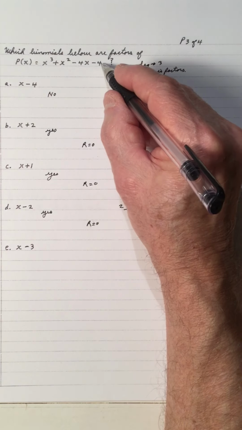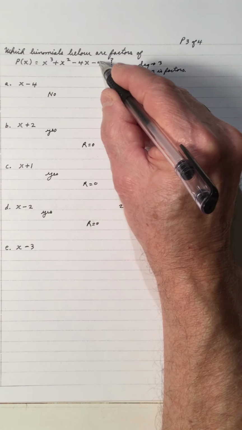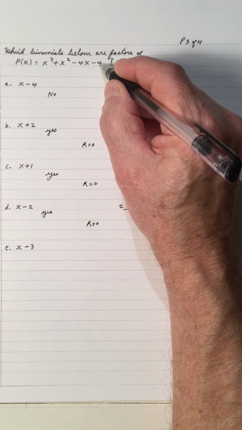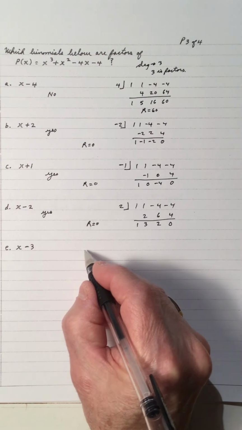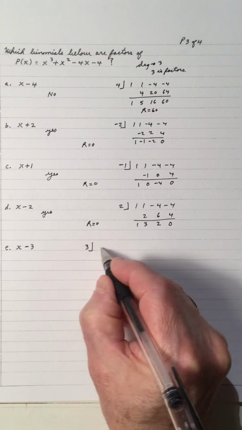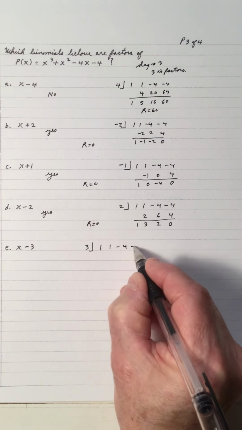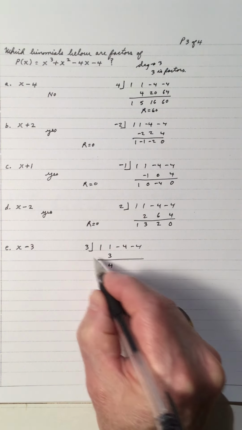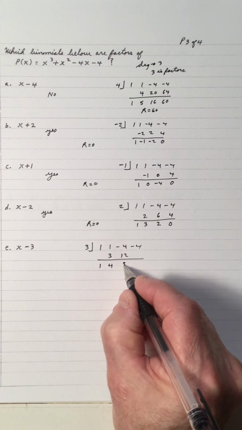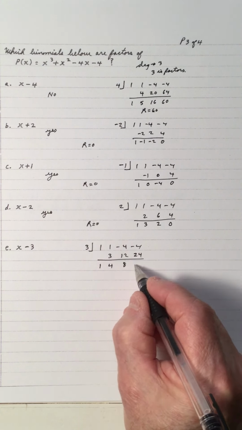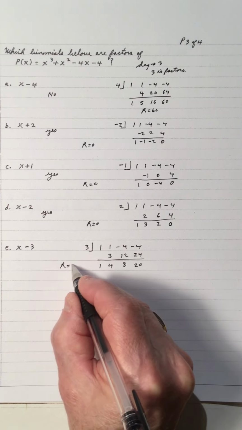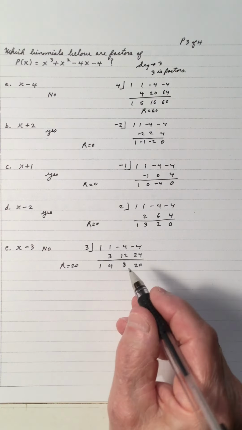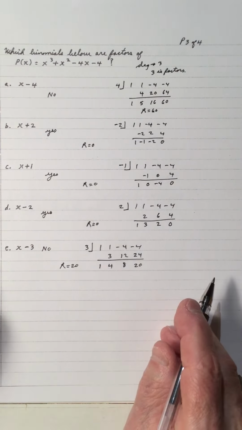Besides that, notice that the n number here is a 4. 3 is not a factor of 4 unless you get a fraction. So not likely that this is going to work. So let's try synthetic division with 3 just to prove it. 1, 1, -4, -4. Draw a line, bring down your 1, multiply 3, add 4, multiply 12, add 8. 3 times 8 is 24. Add 20. The remainder is 20? Since the remainder is 20, remainder is not 0, so x minus 3 is not a factor.